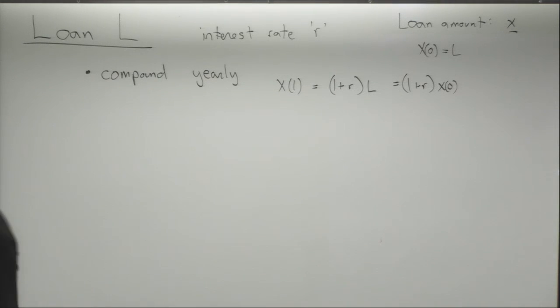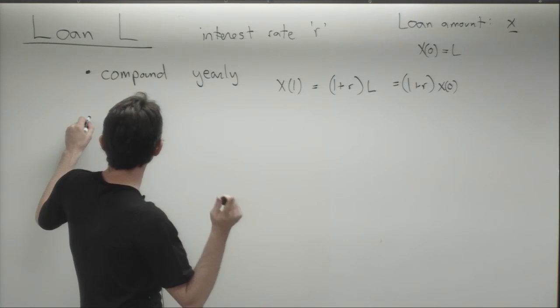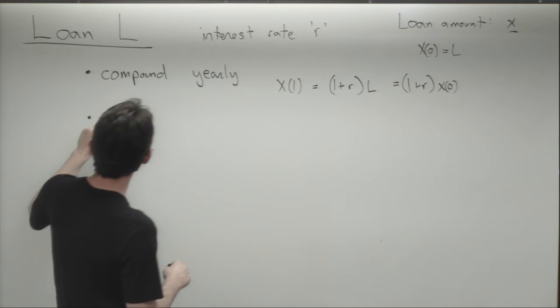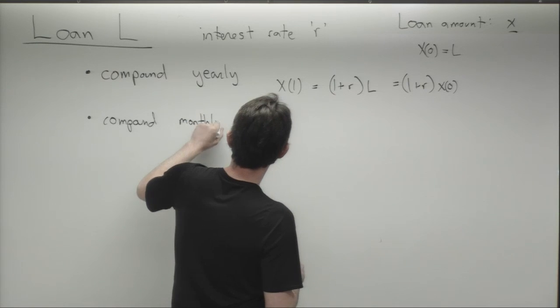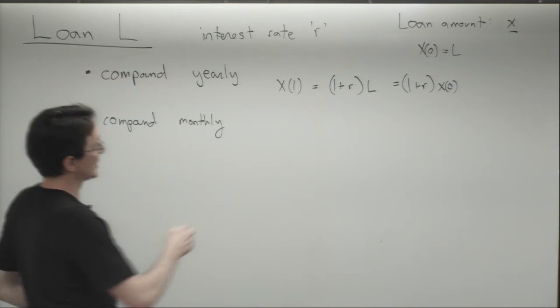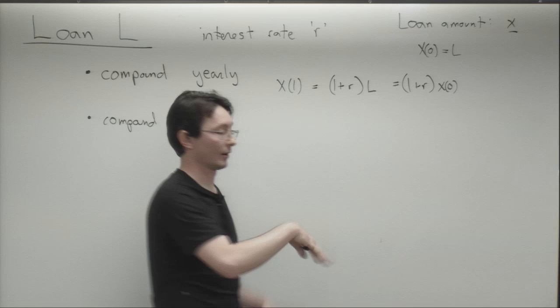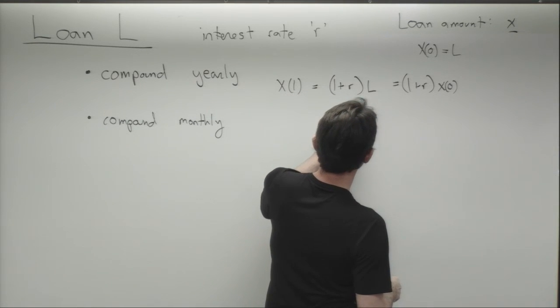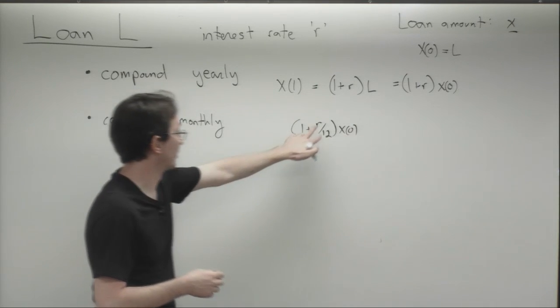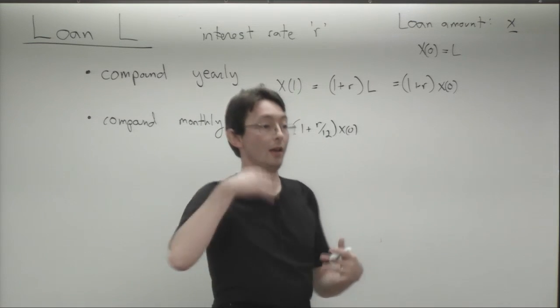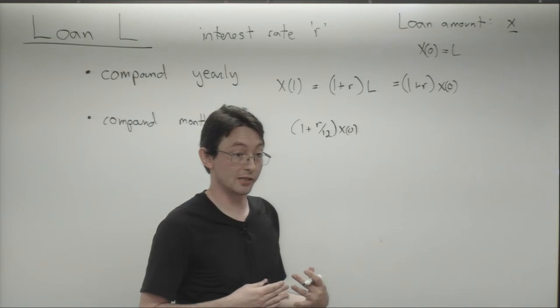Okay, what are some nasty tricks my bank can play on me? Well, they could change my rate. Let's say I have a fixed rate loan. They could compound monthly. Okay, so what that means is that x at year 1, in the first month, I took my loan amount times 1 plus r over 12. Okay, so now I took my yearly interest rate, I divided it by 12, and that's how much my loan increased in the first month.